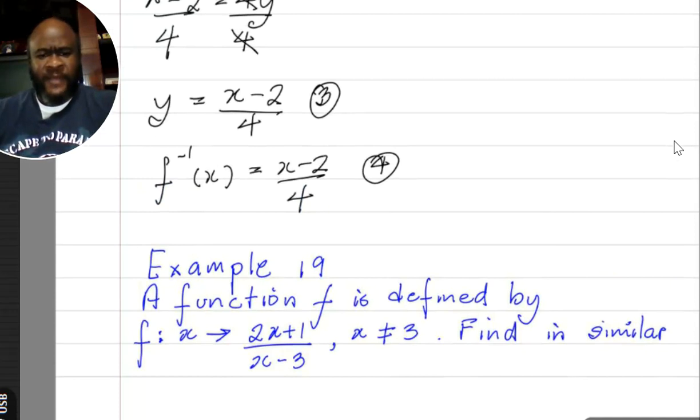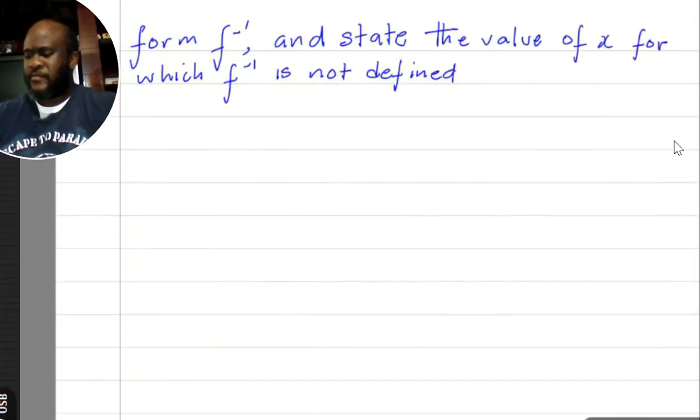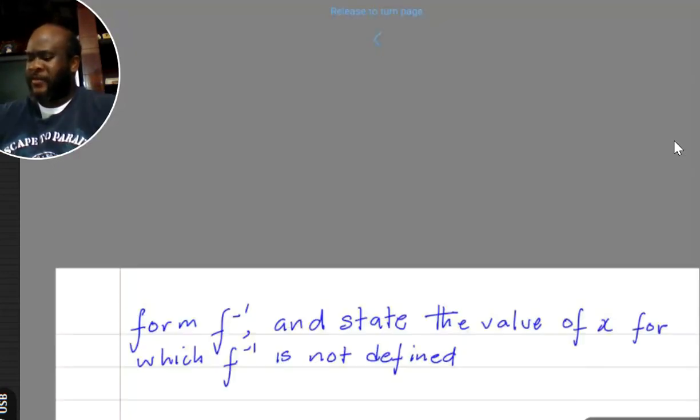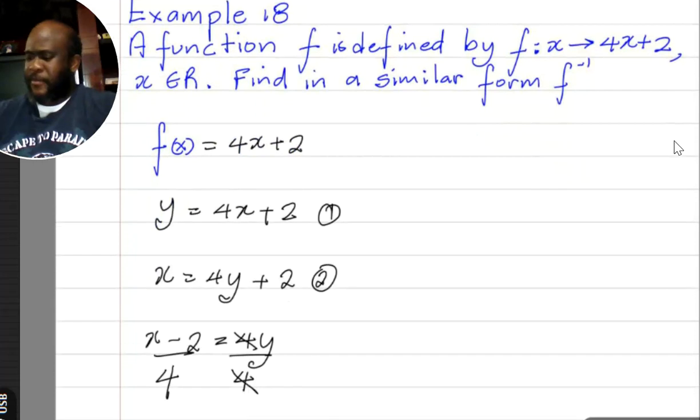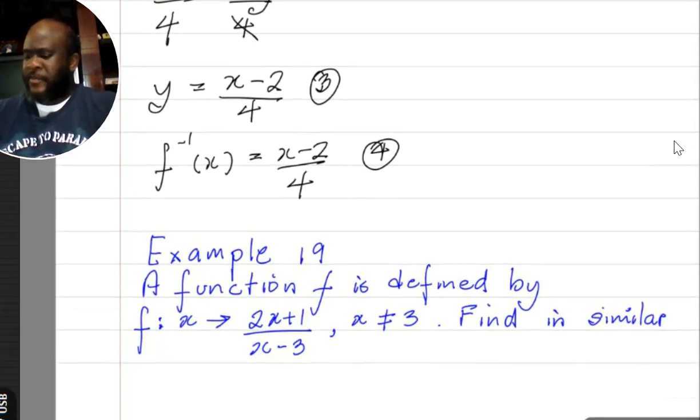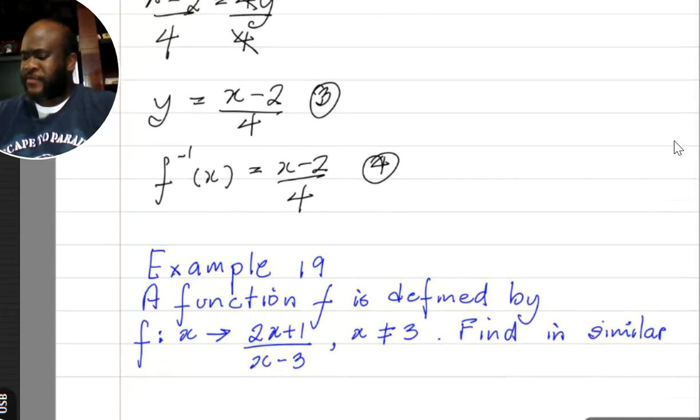It says a function f is defined by f of x is equal to 2x plus 1 over x minus 3, and we're to find in similar form f inverse and state the value of x for which f inverse is not defined. All right, so let's go back a little. So this is 2x plus 1 over x minus 3, and x is not equal to 3.